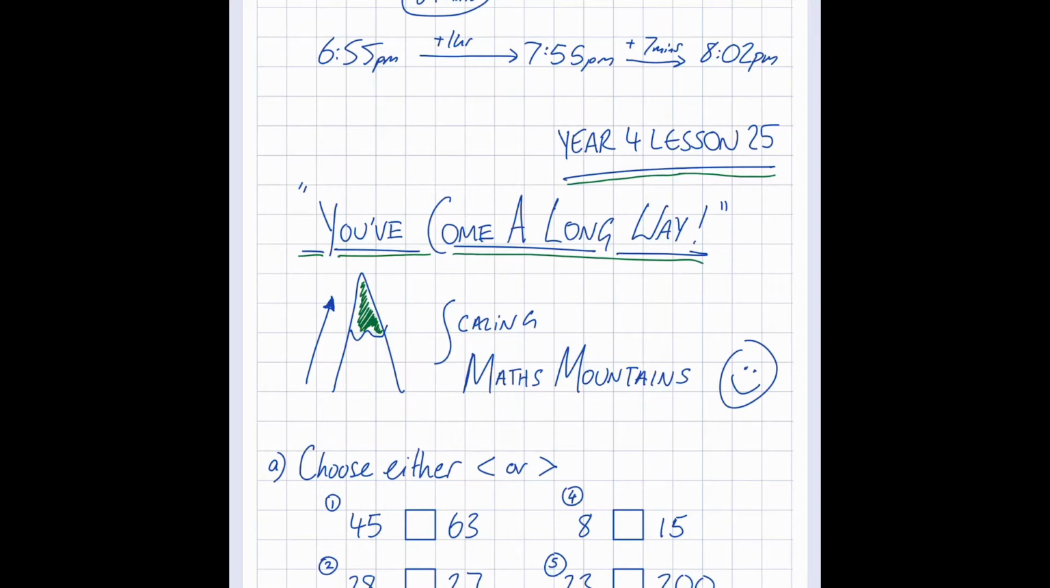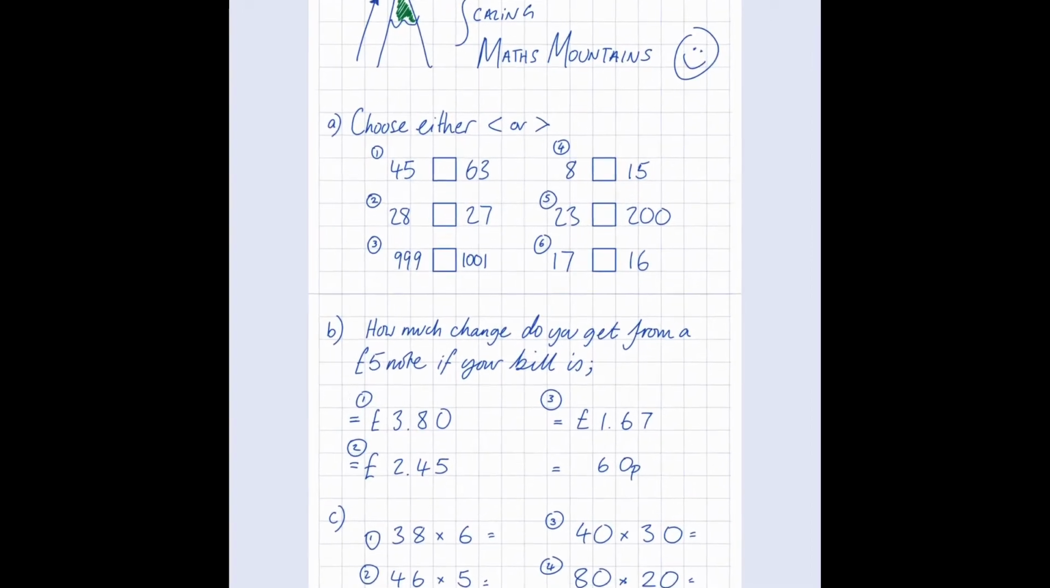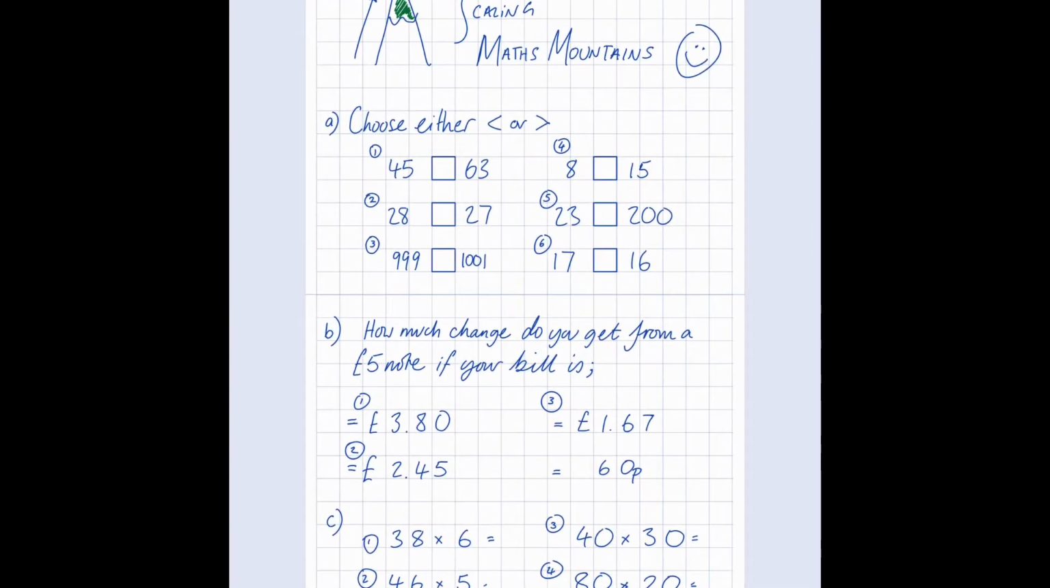So what I want you to do in today's lesson, I'll make this page a bit smaller so you can see everything. There you go. So for A, you've got to identify whether the symbol to go in between the numbers is less than or more than. Then B, something else we've done already. How much change do you get from a £5 note? So remember, however much you've spent, count up to £5, and that difference, what you've added on, is your change.